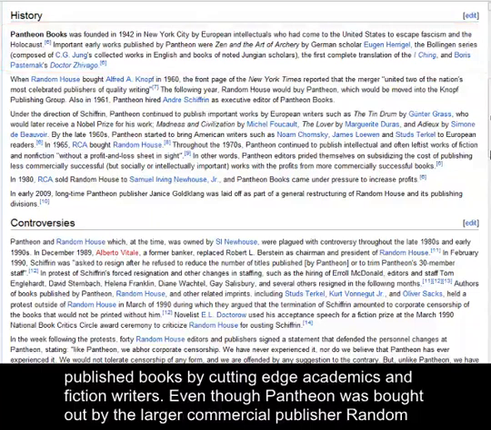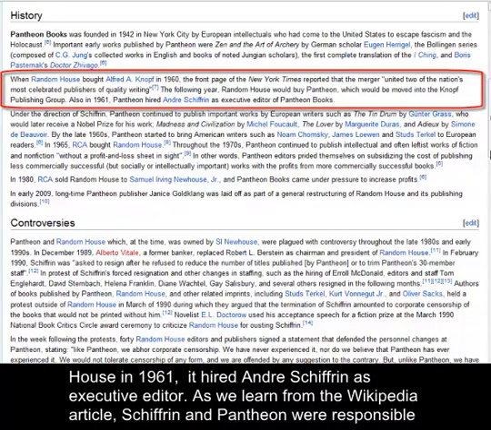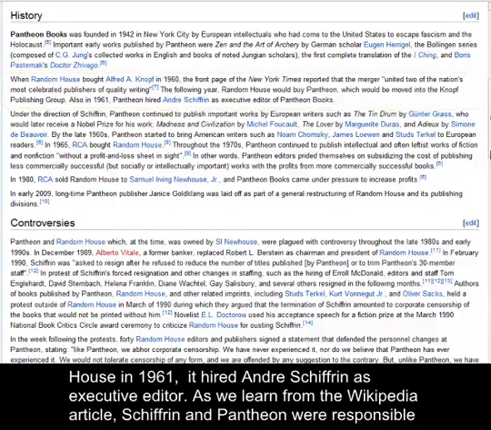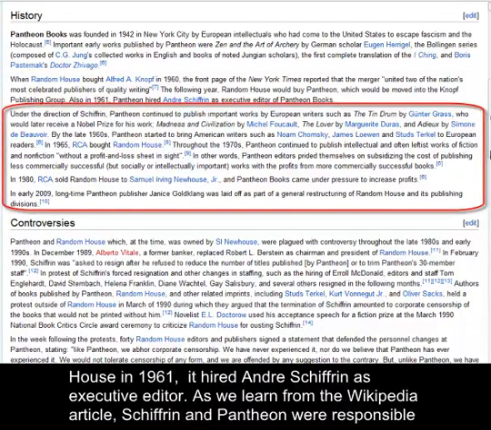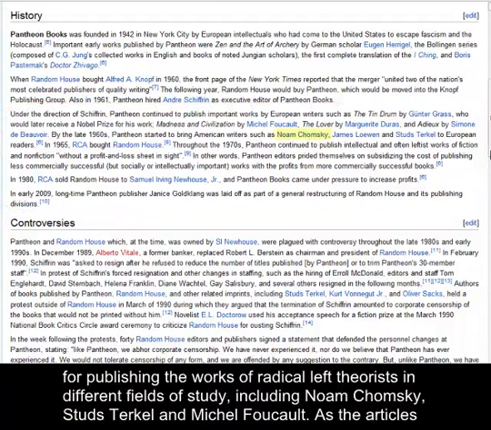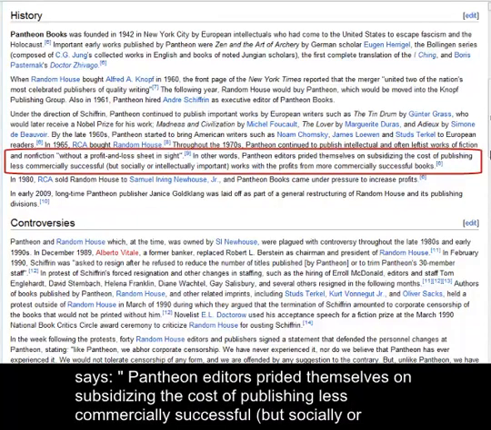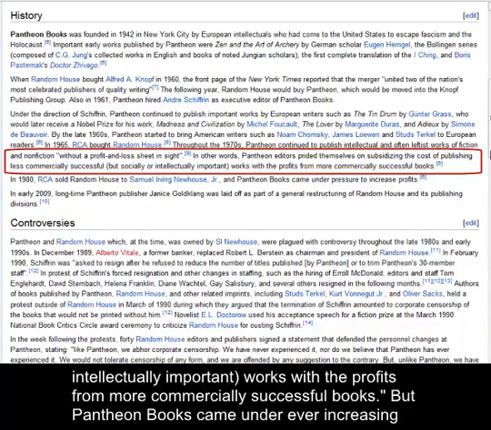Even though Pantheon was bought out by the larger commercial publisher Random House in 1961, it hired Andre Schiffrin as executive editor. As we learned from the Wikipedia article, Schiffrin and Pantheon were responsible for publishing the works of radical left theorists in different fields of study, including Noam Chomsky, Studs Terkel, and Michel Foucault. As the article says, Pantheon editors prided themselves on subsidizing the cost of publishing less commercially successful but socially or intellectually important works with the profits from more commercially successful books.